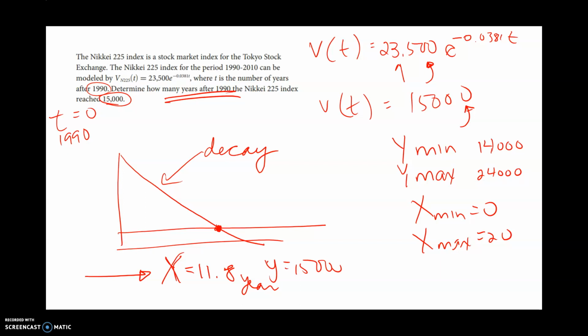So those are two examples of being able to model using base e growth or decay, depending on the situation.